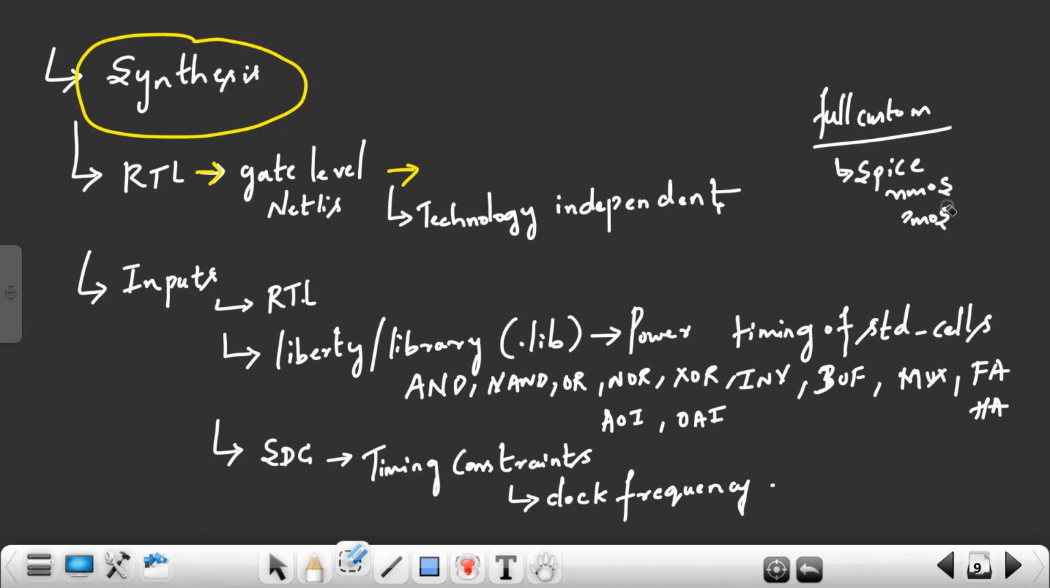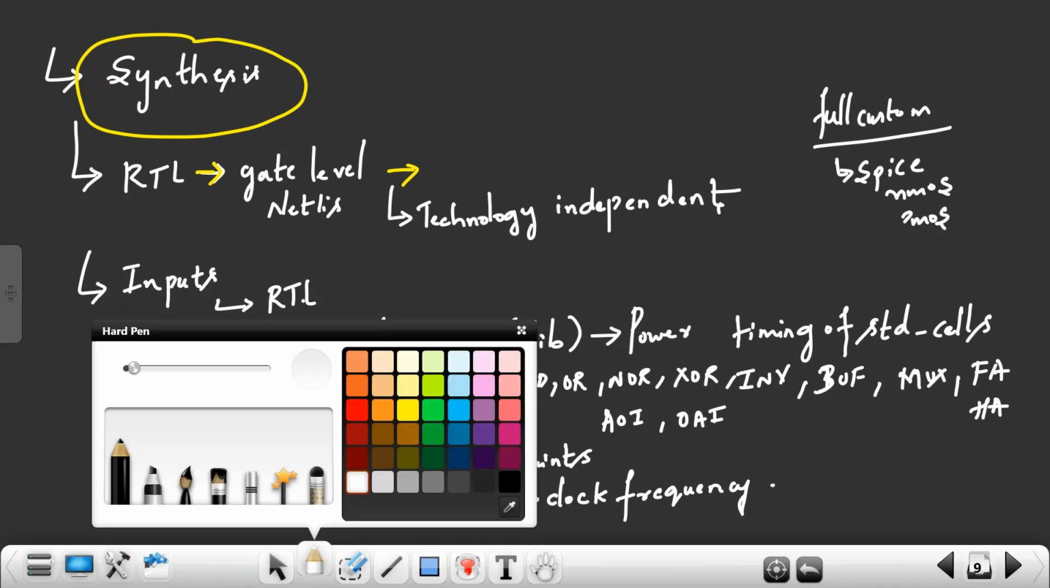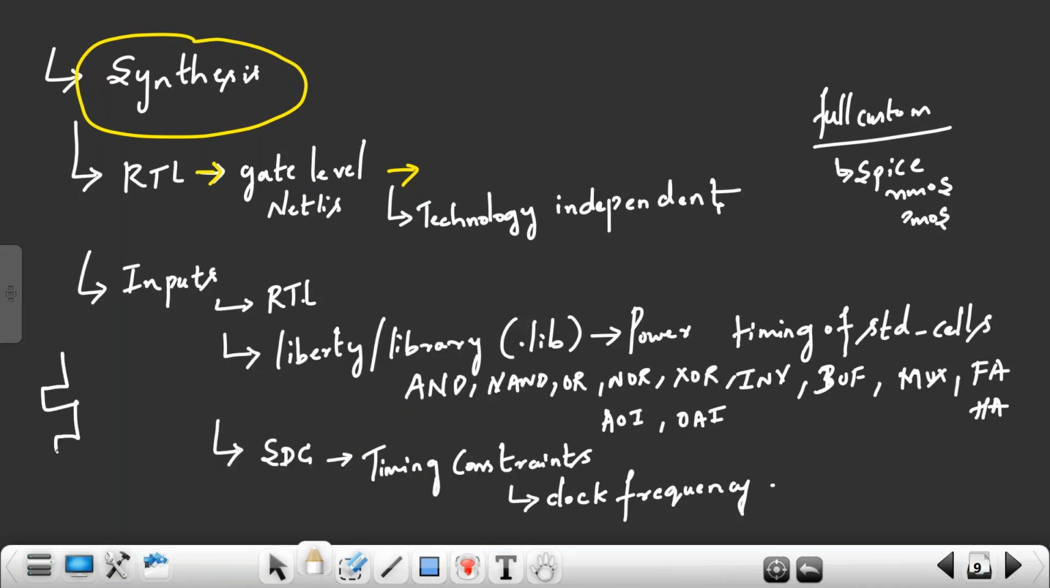Your full custom design team will take these spice models. They will draw the schematic. For example, this is your inverter or NAND gate. They will draw the CMOS schematic and apply different inputs. For that, they will get different outputs. From that, they will calculate power and cell delay. And they are given a file called what? Liberty file. So the Liberty file is different for different technology. It is not the same for all technology.